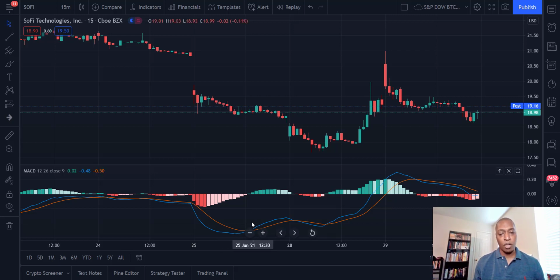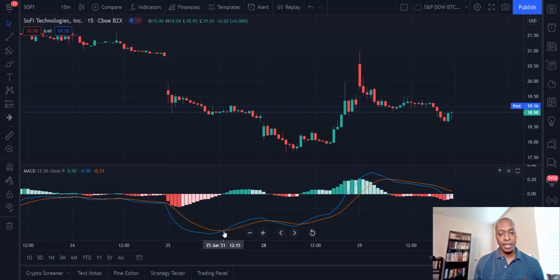And then there was a crossover. The crossover happened here on June the 25th, and we sort of oscillated still below the zero line, which allowed that negative trend to continue. And then we did get a bullish crossover on the 28th, and that crossed back over the zero line. Both of them were over the zero line by the 29th.